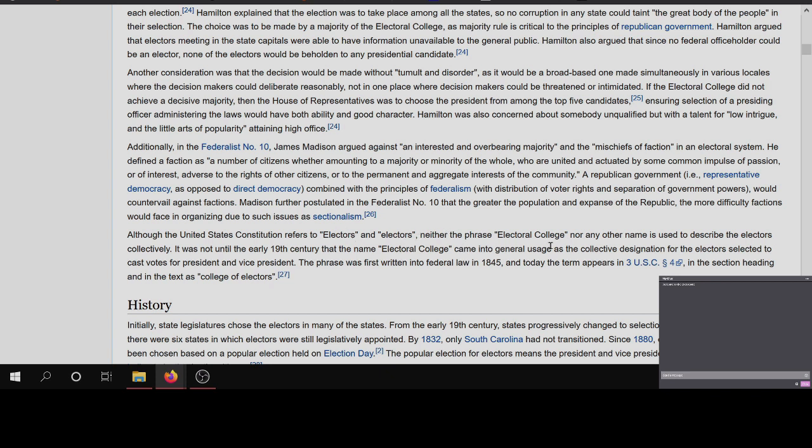Neither the phrase Electoral College nor any other name is used to describe electors collectively. It was not until the early 19th century that the name Electoral College came into general usage as a collective designation for electors selected to cast votes for president and vice president. The phrase was first written in federal law in 1845, and today the term appears in 3 U.S.C. 4 in the section heading and the text as "college of electors."